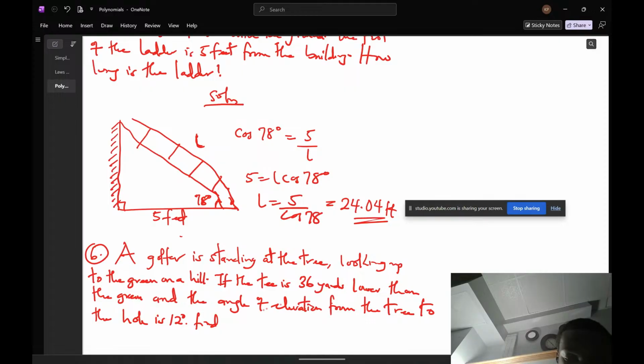Find, from the tee, not the tree, sorry. Find the distance from the tee to the hole.